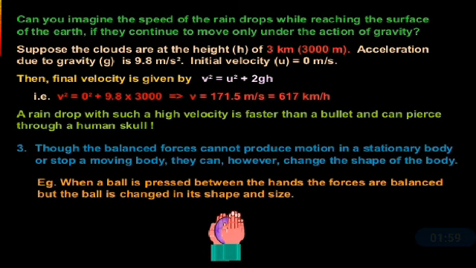Now we are going to apply the equation of motion here, that is v square equals u square plus 2as. Acceleration here changes to acceleration due to gravity, and distance here changes to height. So this becomes 2gh. Placing the values and doing the calculation, we will see that the final velocity is 617 kilometers per hour. So our raindrop with such a high velocity is faster than a bullet and can pierce through a human skull. So this is a very good way of understanding.